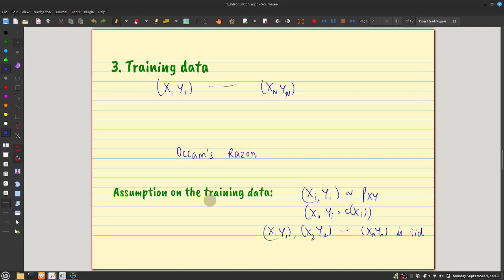And the assumption that we will make is that the training data is nothing but a bunch of independent and identically distributed pairs of instances and their corresponding labels, and they're all drawn from the ground truth distribution.